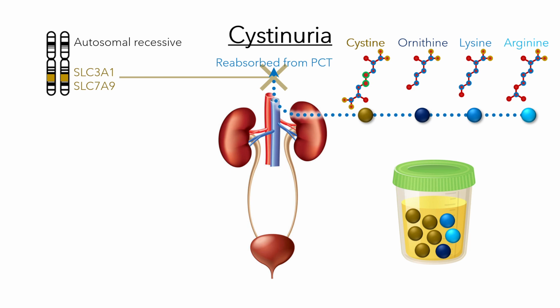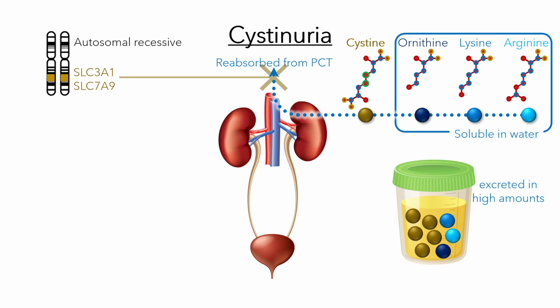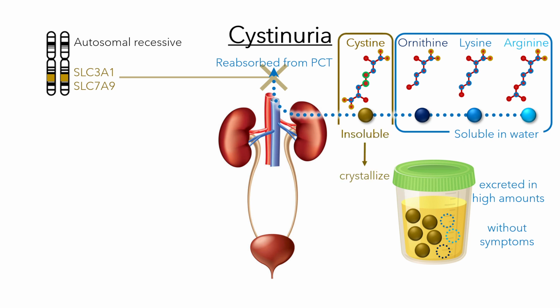Although cysteine, ornithine, lysine, and arginine levels are high in the urine, the main symptom is caused by cysteine crystals. With normal pH of the urine, ornithine, lysine, and arginine are highly soluble in urine and can be excreted in large amounts without complications. However, cysteine is relatively insoluble. High concentration of cysteine can crystallize and form lemon yellow-colored stones in the urinary tract, kidneys, ureters, or bladder.